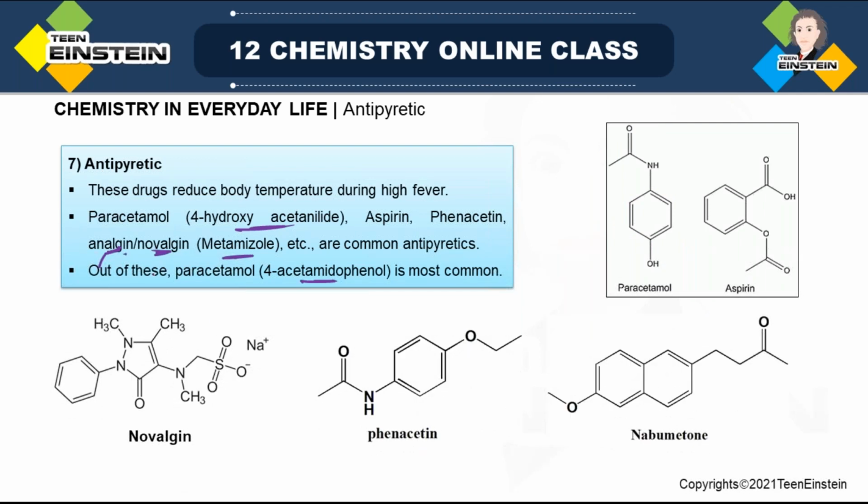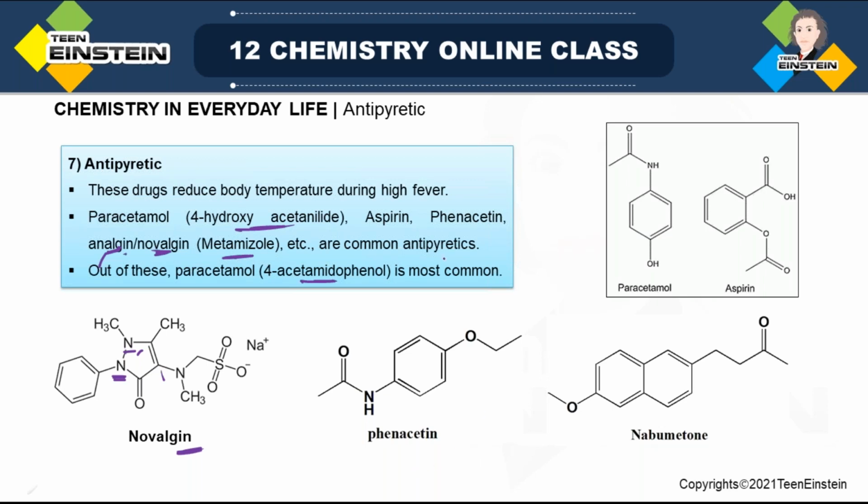Novalgin, or analgin, or metamizole, this is the structure. Now in novalgin, if you focus on this particular heterocycle, we have 2 nitrogen atoms side by side. Any 5-membered heterocycle with 2 nitrogen atoms at 1 and 2 positions is known as pyrazole. When they are at 1 and 3 positions, it is imidazole. But when they are present in 1 and 2 positions, it is pyrazole heterocycle.